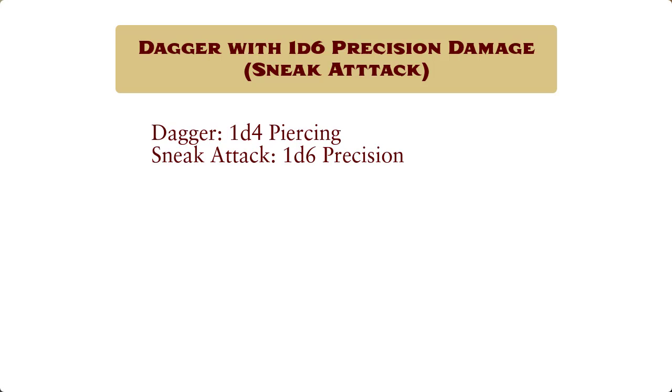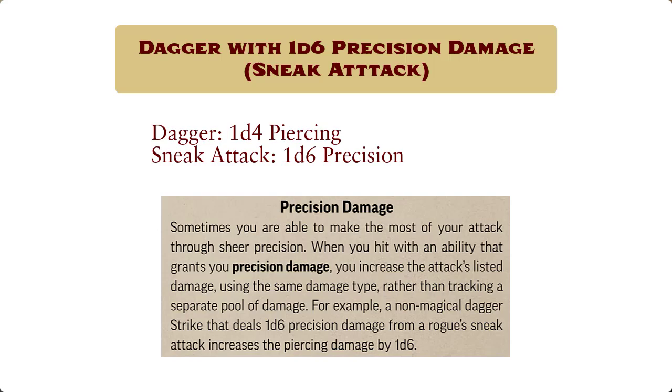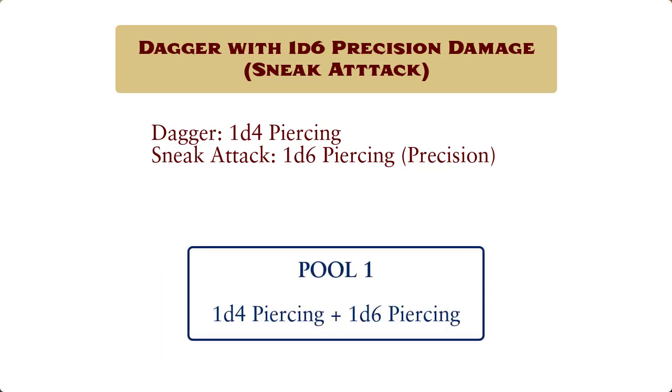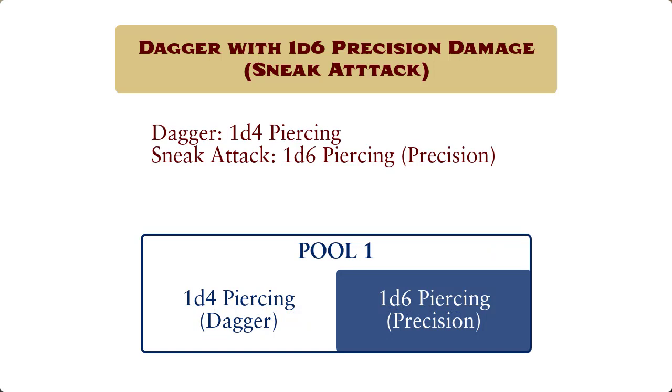Now the thing about precision damage is it's not really treated as its own type of damage. Instead, precision damage increases the base damage type. So if you do precision damage with a piercing weapon, that precision damage becomes piercing damage. So in the case of sneak attacking with a dagger, it's going to be 1d4 piercing for the dagger, plus 1d6 piercing because of precision. But we don't want to roll both of those dice and add them together quite yet. You want to roll those 2 dice separately, as if they were 2 pools, even though we're going to treat these as 1 damage type and 1 pool.